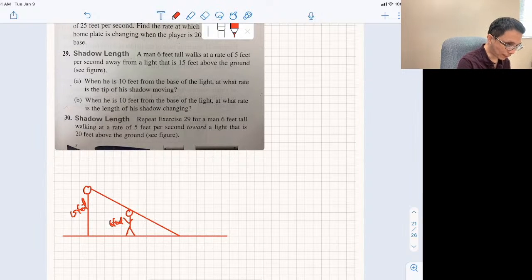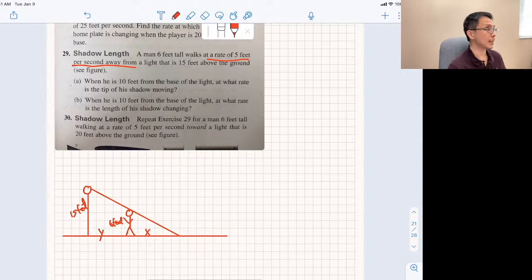Now let's assign some variables first. Let's say this side is x. Why did I build that? I built a similar triangle. I'm going to say this is y. So my first question is this. They say he is walking at a rate of 5 feet per second away from the light. So is that dy dt or dx dt? So the first question is, what is 5 feet per second? Is that dx dt or dy dt?